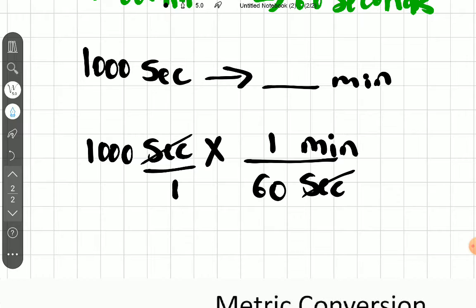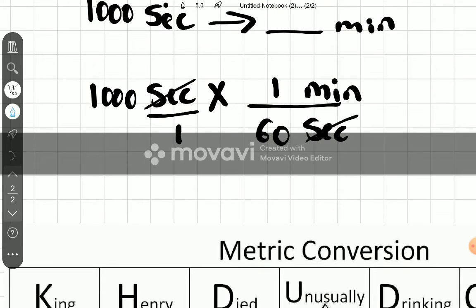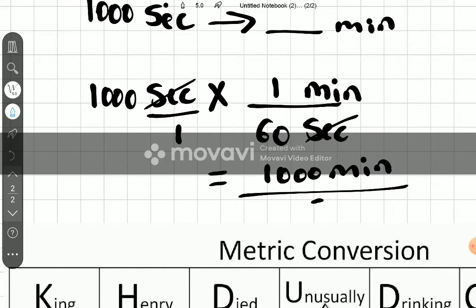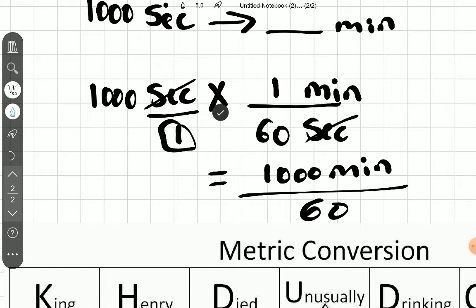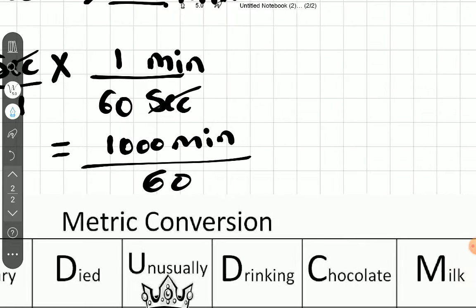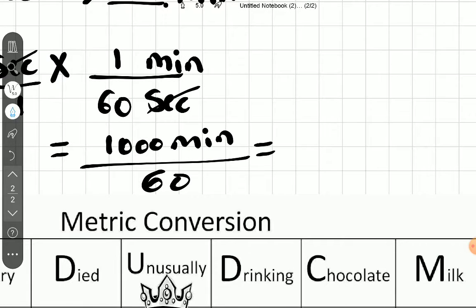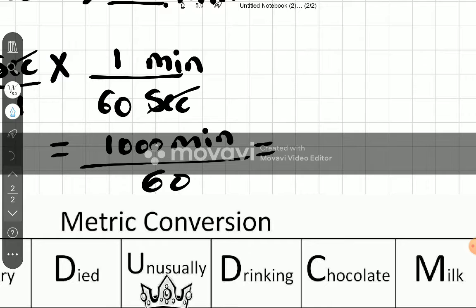And again, when you're multiplying, it's going to turn into 1,000 times 1. So 1,000 minutes divided by 60, which is what we said earlier. And this does not have a unit, and this unit canceled out. And this should give you 16.67 minutes, rounded.